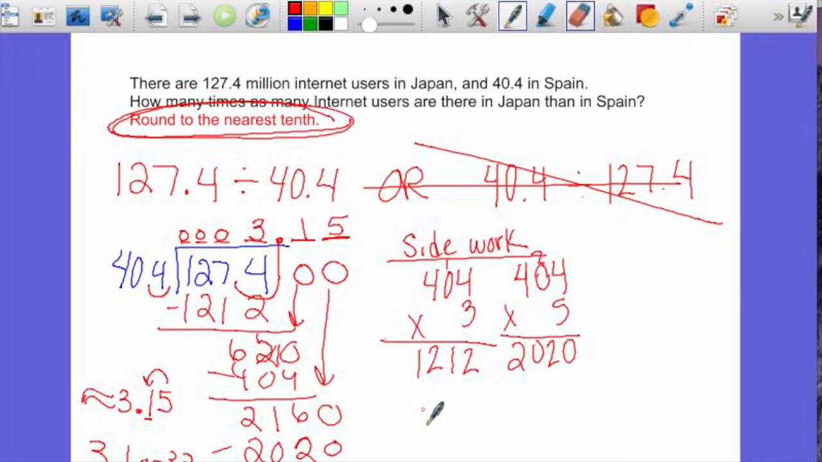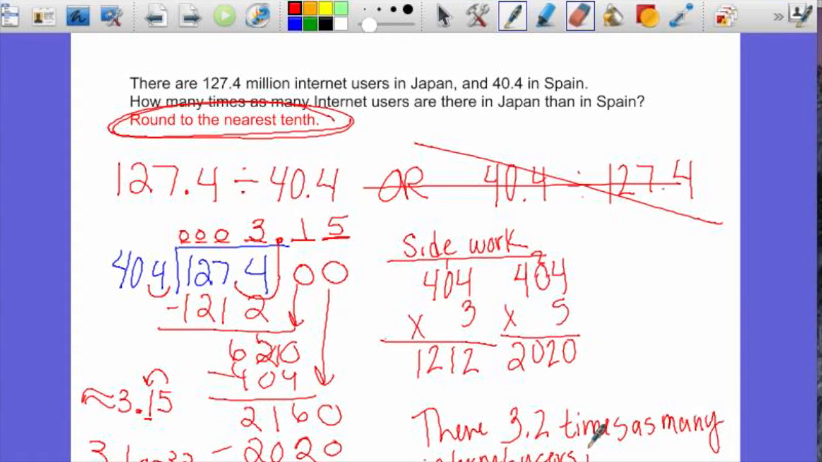So there are 3, and then pick one of those, 2/10 times as many internet users in Japan as in Spain. And there's your final solution.